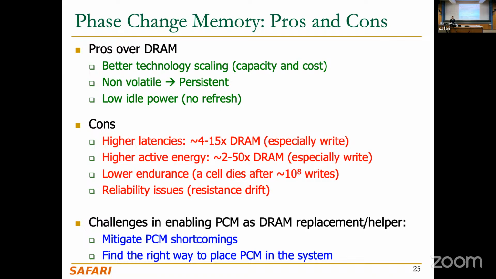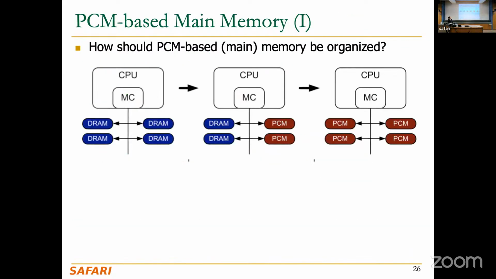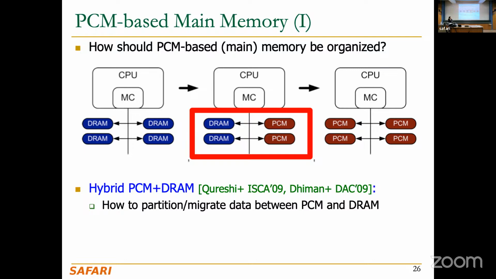So when we make a trade-off between these pros and cons, then we can find a good way to use the PCM. Here is an example of how we should consider replacing, for example, half of the DRAM. We use both DRAM and PCM connected to the memory controller, or we think about replacing all of the DRAM in the system. The middle one is usually called a hybrid PCM and DRAM memory system.